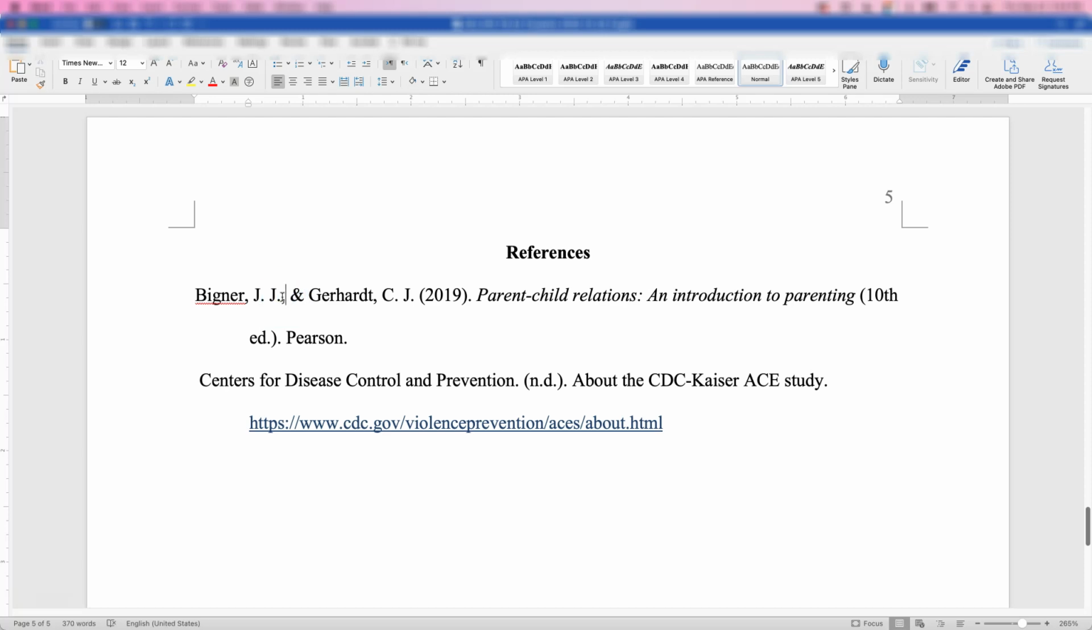And so, if you are citing the course textbook, and I imagine that you will be for this assignment just because of the things the instructions tell you to refer to, then make sure that you put this comma here and you have Bigner, comma, JJ, comma, ampersand, Gerhard, comma, C period, J period. And make sure that there are these spaces in between the initials.